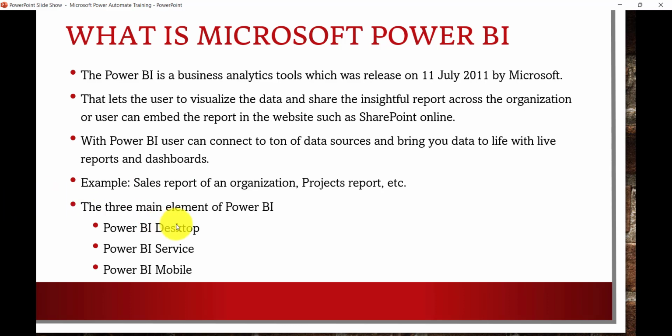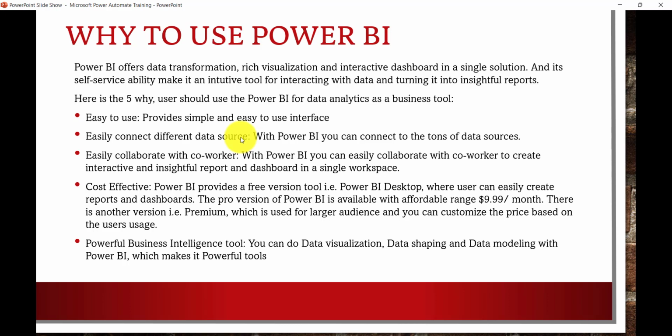There are basically three main elements in Power BI: Power BI Desktop, Power BI Service, and Power BI Mobile. We will go in depth on these topics, but at a high level, Power BI Desktop can be installed locally on our system, and we can create reports from there. Power BI Service, which we can use online, and then Power BI Mobile, as the name suggests, you will be able to download and install the app on your mobile devices.